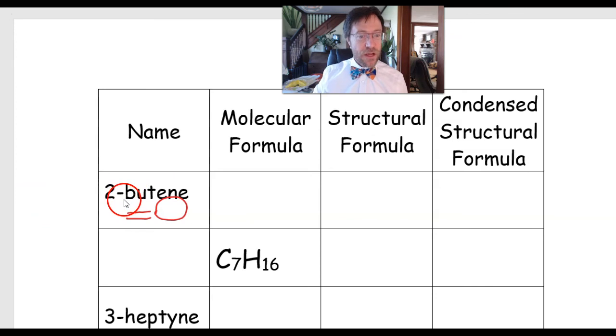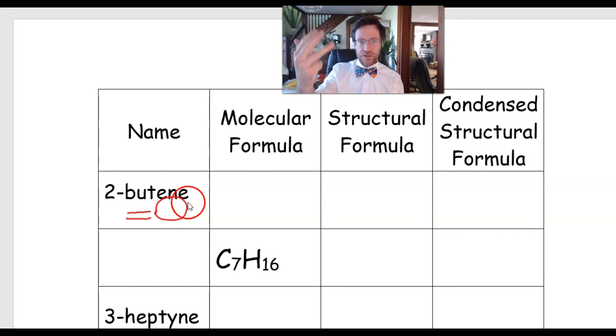2-butene. So bute, meth, eth, prop, bute. So I can't do the molecular formula. Well, wait, yes I can. I can do the molecular formula. Remember, there's that whole general formula thing. If it's an ene, it's an alkene.